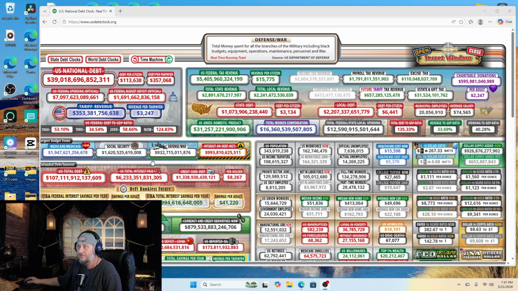For instance, the US national debt, 39 bazillions of dollars. I think that's a trillion, right? So million, billion, trillion: 39 trillion, 18 billion.